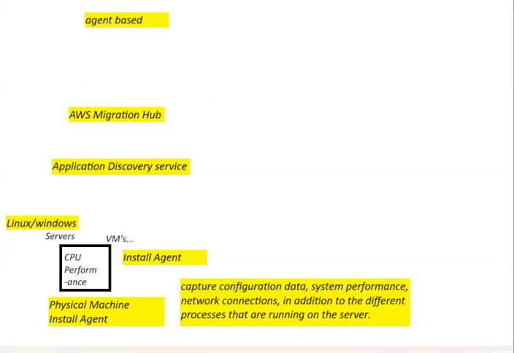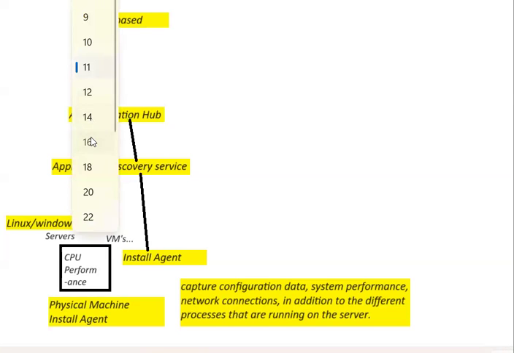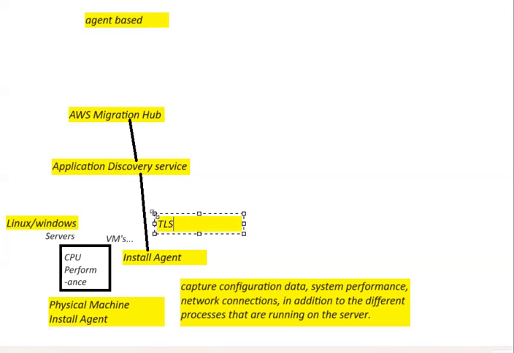it can connect to your application discovery service, and your application discovery service and Migration Hub are already integrated, so that this agent can provide the data to Migration Hub as well as application discovery service by using TLS protocol, TLS secured connectivity. It can send the data every 15 minutes.